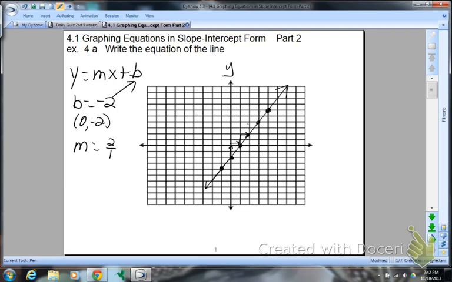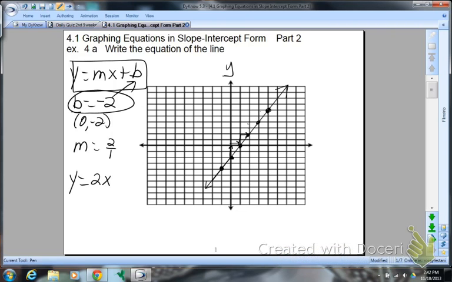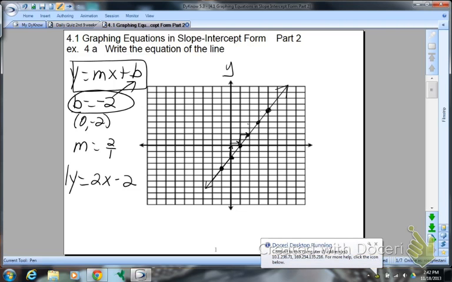When we plug it into y equals mx plus b, when you have 1 in the denominator, you drop it. So y equals 2x plus b, and b is -2. We wouldn't write it as plus a -2, we would write it as minus 2. So there's the equation of the line.